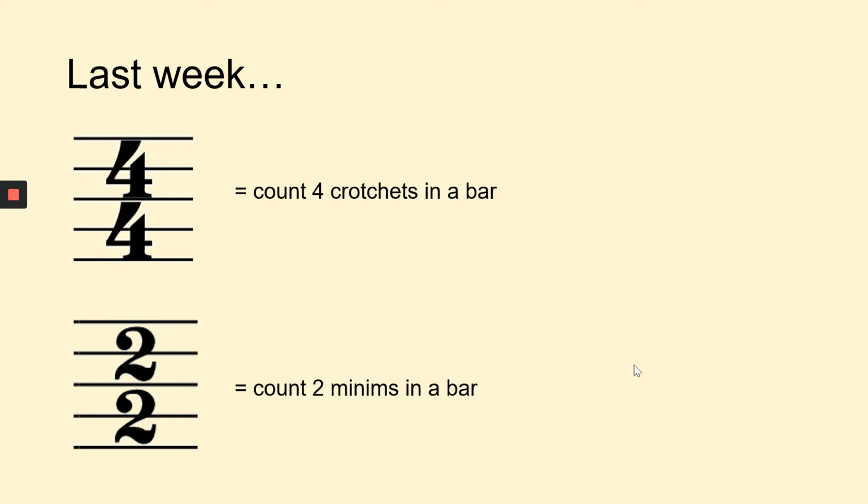Last week, we learned about these two kinds of time signature. This one is telling us to count 4 crotchets in a bar, with the 4 on top telling us we are counting 4, and the 4 on the bottom telling us we're counting crotchets. This time signature is telling us we are counting 2 minims in a bar, with the 2 on top telling us we're counting 2, and the number on the bottom telling us we're counting minims.